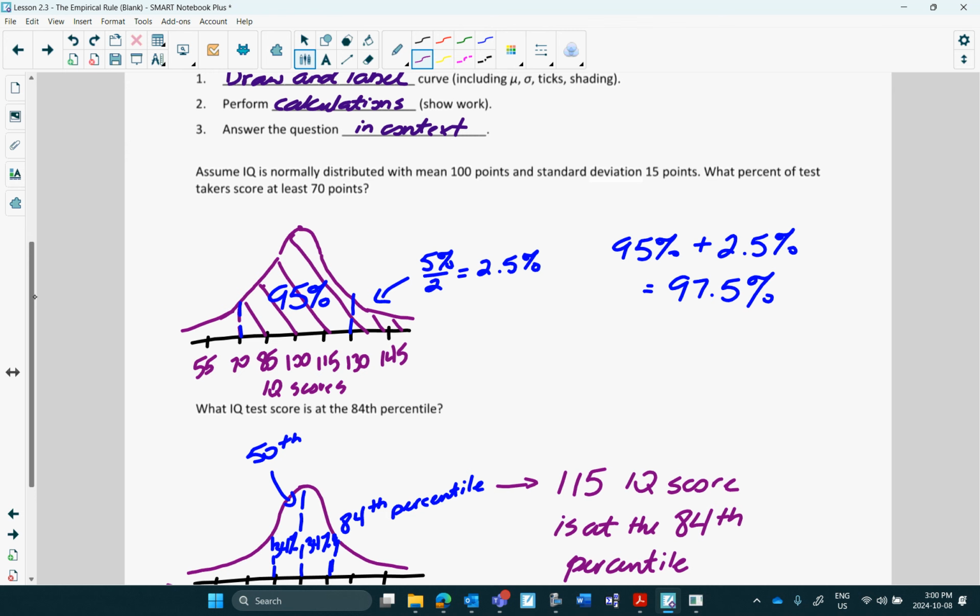So we need a different method, and it's actually calculus. But we're not going to perform the calculus. Our graphing calculator is going to perform the calculus for us. Okay, so don't freak out.